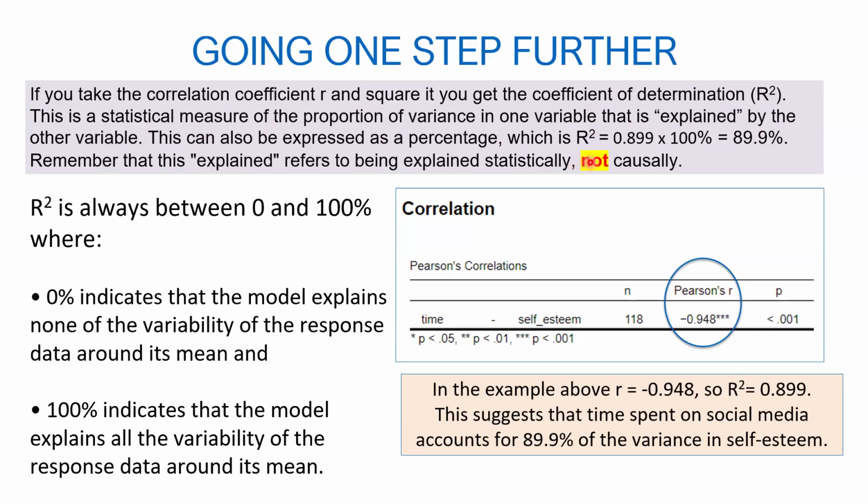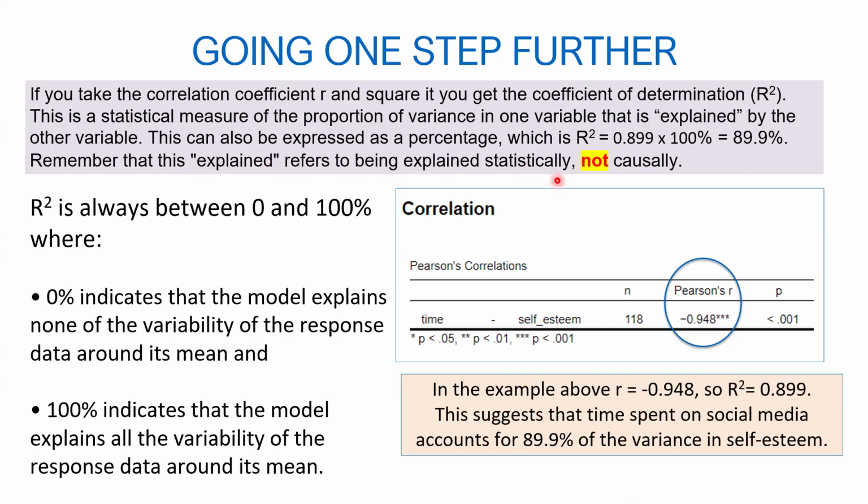In our case, say for example, it's 0.899, and you multiply it by 100%, then our R squared will be 89.9%. Remember that this explained refers to being explained statistically, not causally. It's not cause and effect.